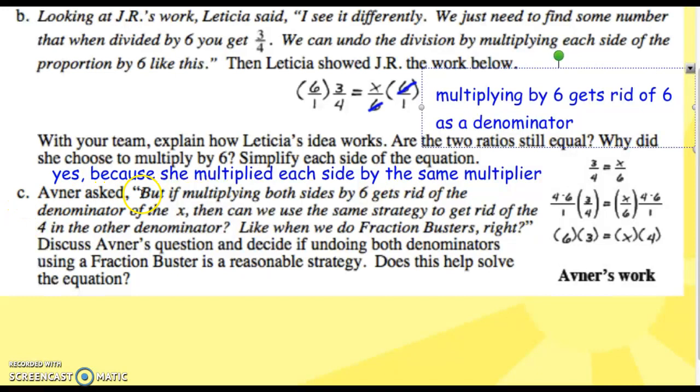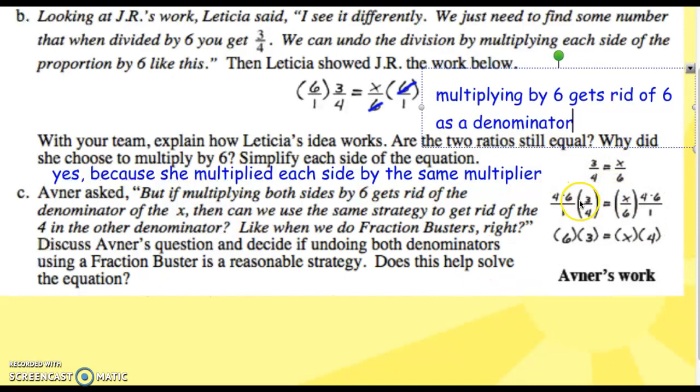C says Abner asked, but if multiplying both sides by 6 gets rid of the denominator of the x, then can we use the same strategy to get rid of 4 in the other denominator? Like when we do fraction busters, right? Discuss Abner's question and decide if undoing both denominators using a fraction buster is a reasonable strategy. Does this solve the equation?